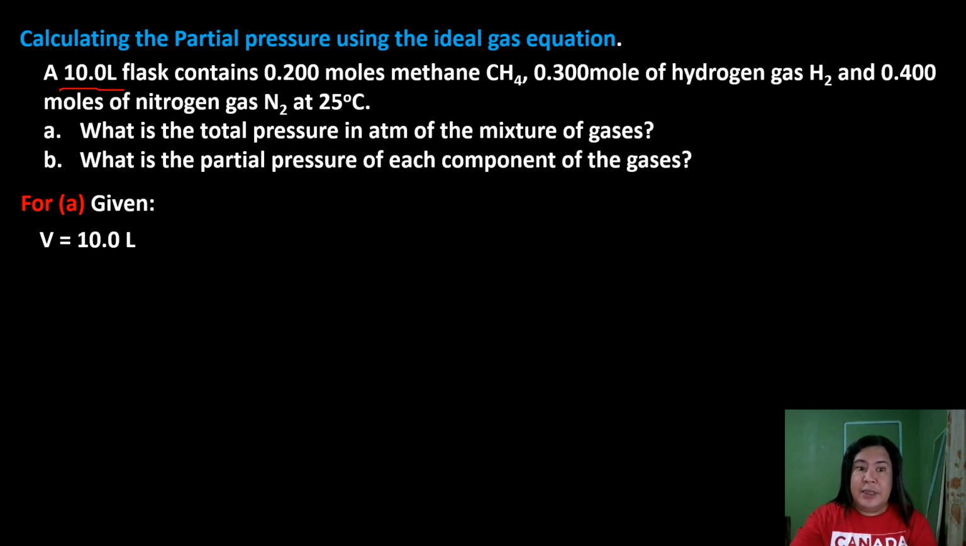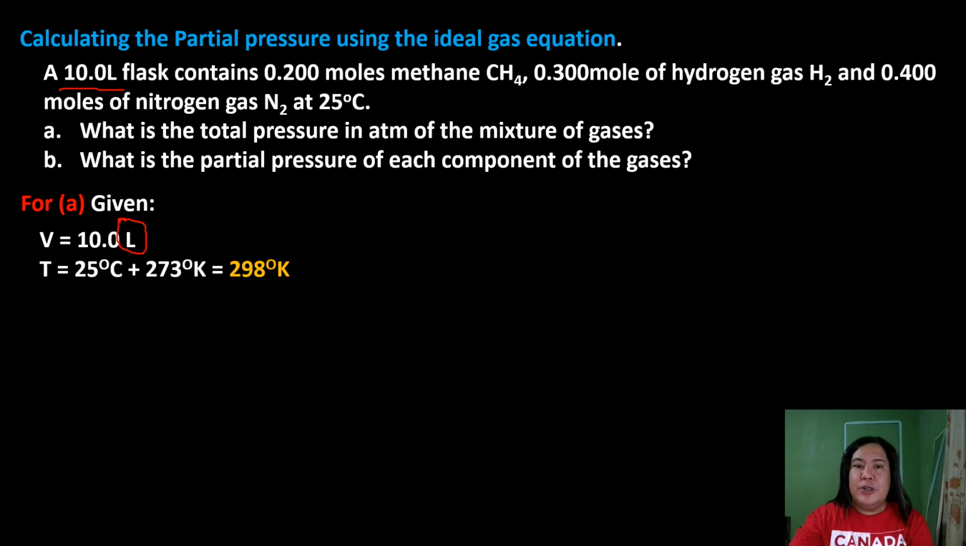Take note, if you're using volume, you have to be particular with the units. For gases, the volume is always in liters. If other units of volume are given, for example cubic centimeters or ml, you have to convert them to liters before you use the ideal gas equation.